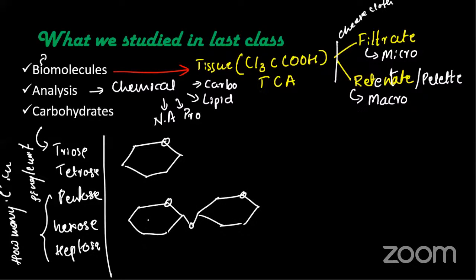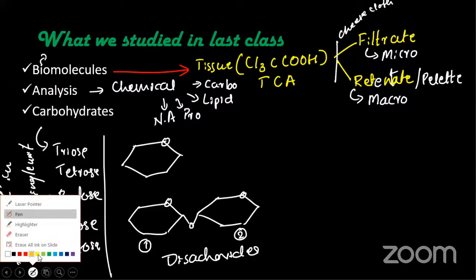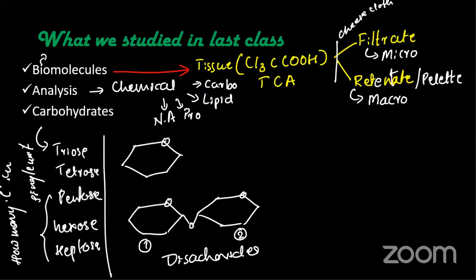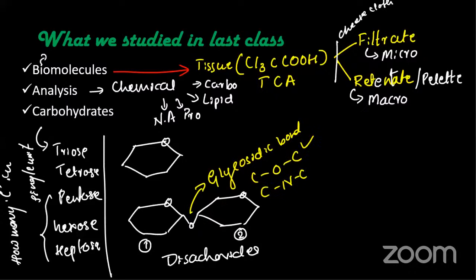So what happened here: here is one saccharide, and here is another unit of saccharide. They combine to form what we call a disaccharide, right? So this kind of bond may happen. This bond, happening between these molecules, is called the glycosidic bond. This glycosidic bond normally works in this way, C-O-C or C-N-C, normally this one, okay?